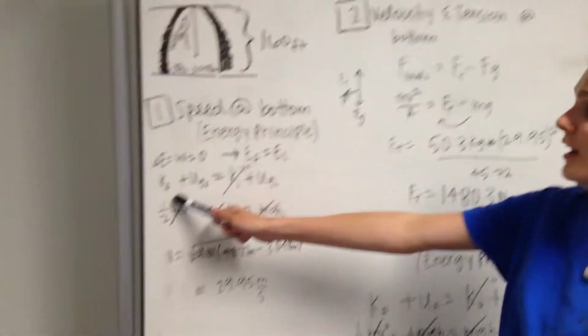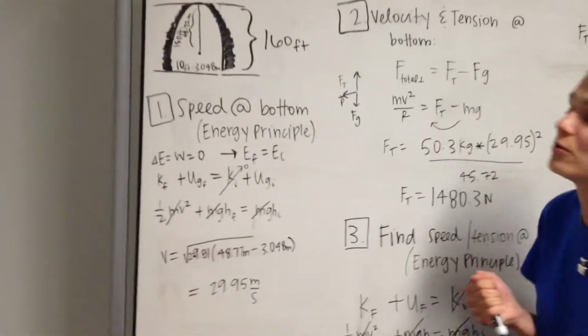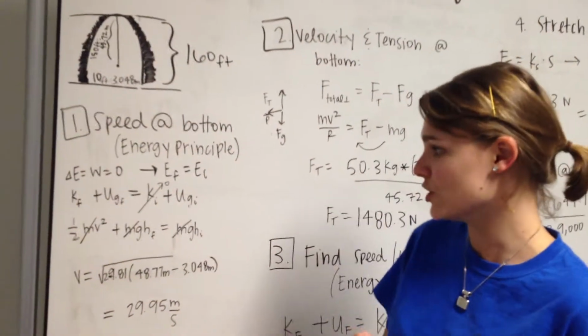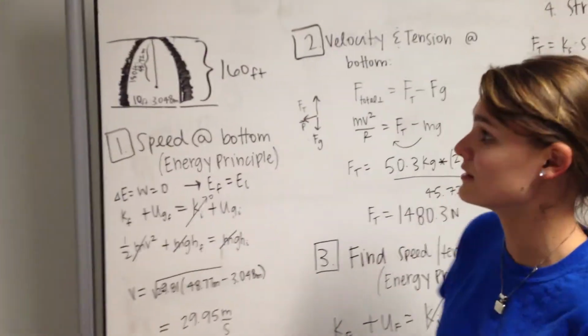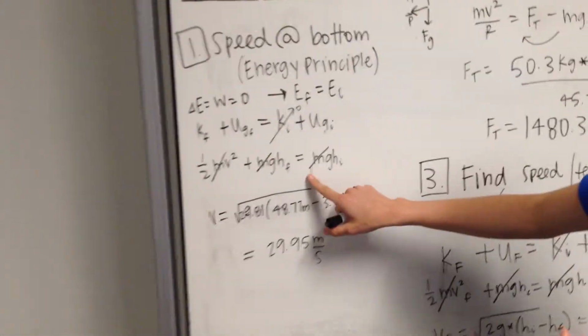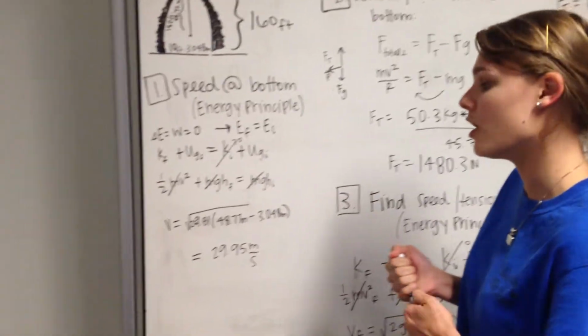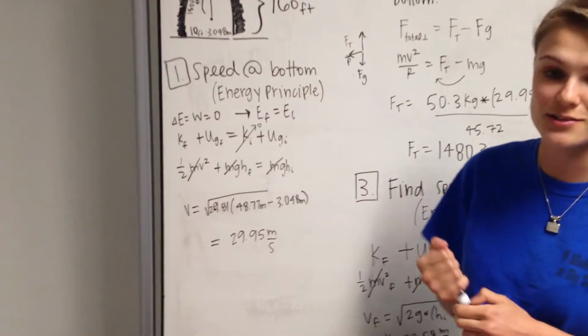We can plug in kinetic plus potential final equals kinetic plus potential initial. We can assume that the kinetic initial equals 0, and that's because initially you're stopped, you're not going anywhere. Okay, and then we can cancel out all of our masses because we have a mass in each one. And so we get a final velocity at the bottom to be 29.95 meters per second.